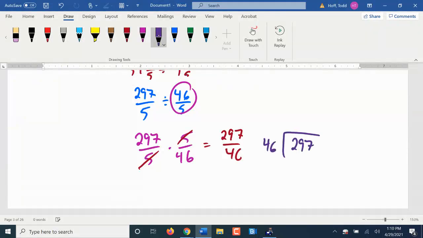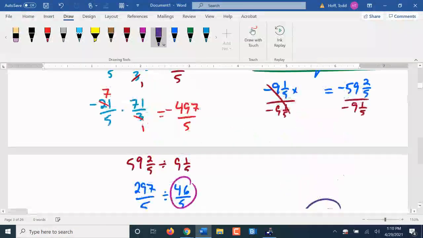So 46 goes into 297. Let's try 6 times. 6 times 6 is 36. Carry the 3. 6 times 4 is 24, plus 3 is 27. So that does go. We got 21 left over. That is 6 and 21/46. So x equals 6 and 21/46 feet.